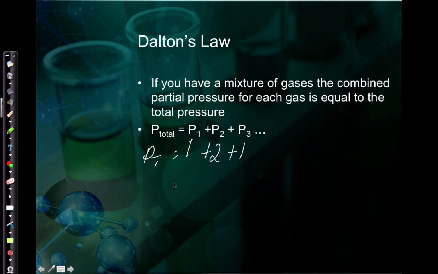So anytime that you've got a mixture of gases, the pressure from each gas, if you take the sum of the pressure of each of those gases, that's going to equal the total pressure that's inside that container.